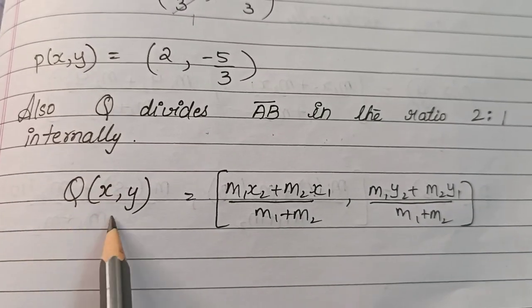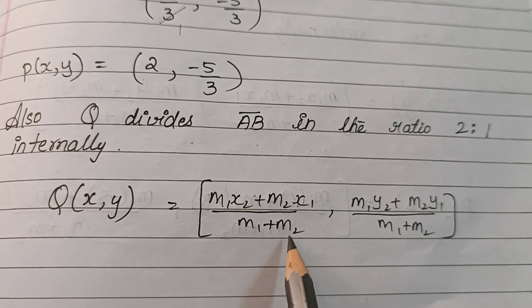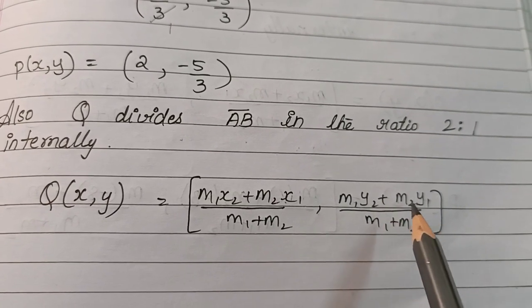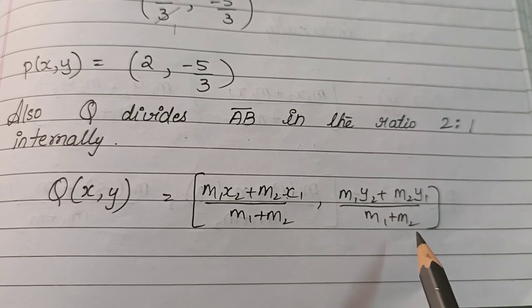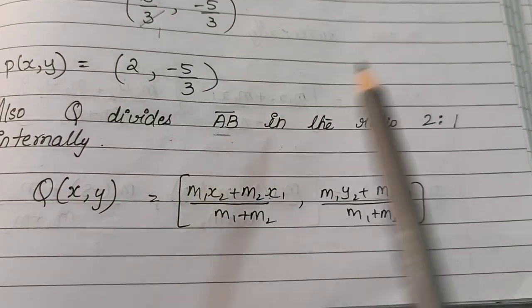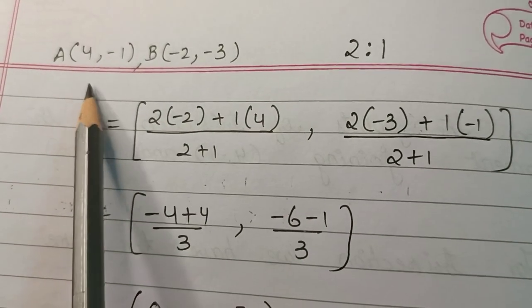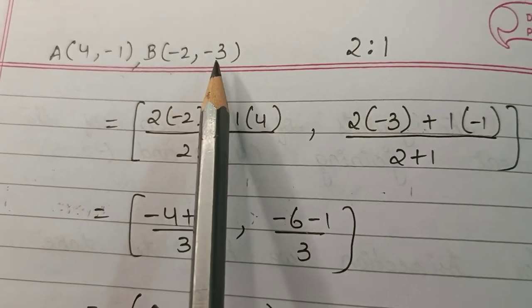So Q of x comma y is equal to the same formula: (m1 x2 plus m2 x1) by (m1 plus m2), comma (m1 y2 plus m2 y1) by (m1 plus m2). As it is dividing AB, we have to use points A and B, and the ratio here is 2 is to 1. A is (4, minus 1), B is (minus 2, minus 3).